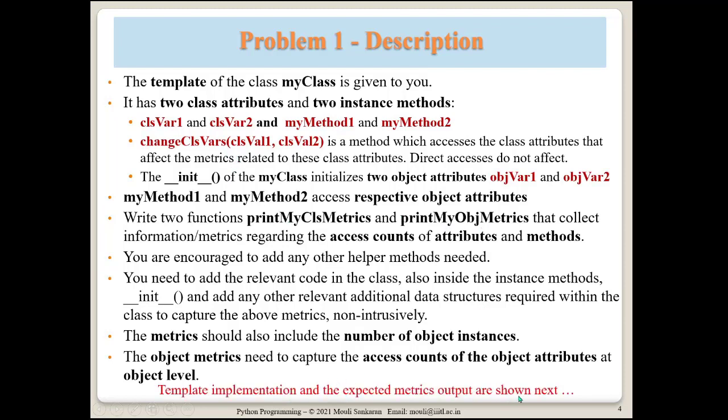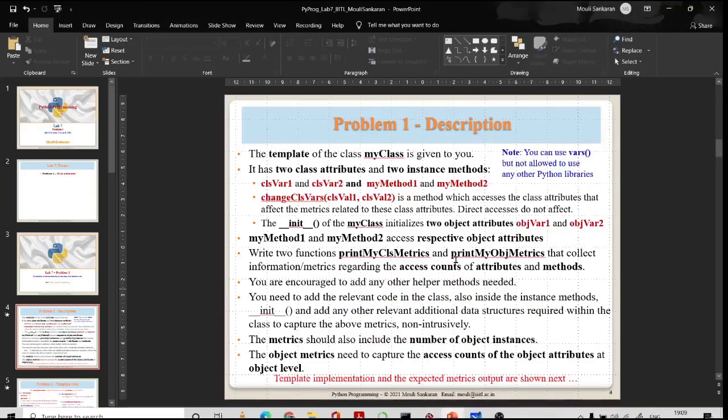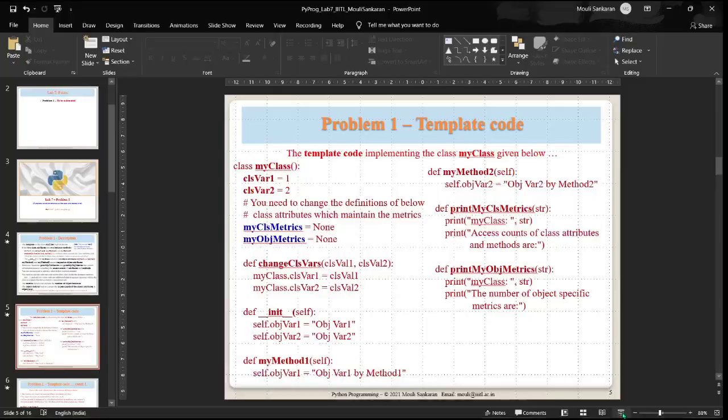The template implementation will be shown now. You can use the vars function which I explained yesterday, which will give you the list of object attributes which are there in the dictionary. But you are not allowed to use any other inspect classes or any other library functions. I want you to implement it yourself, so please understand that. That's the intent. Now I'm exceeding the time limit, so I will finish it fast.